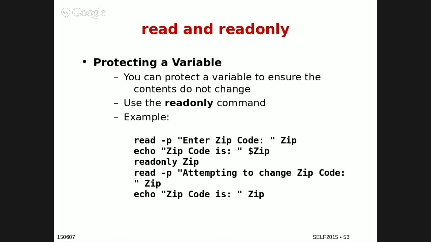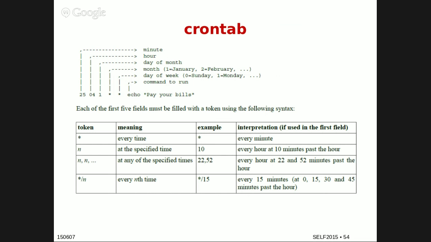And we echo the value of that zip code. In the third line, we make the zip code read only. In the fourth line, just to prove that read only works, we try to change it, and then we echo zip code, or echo zip, and we'll see that it was not changed.